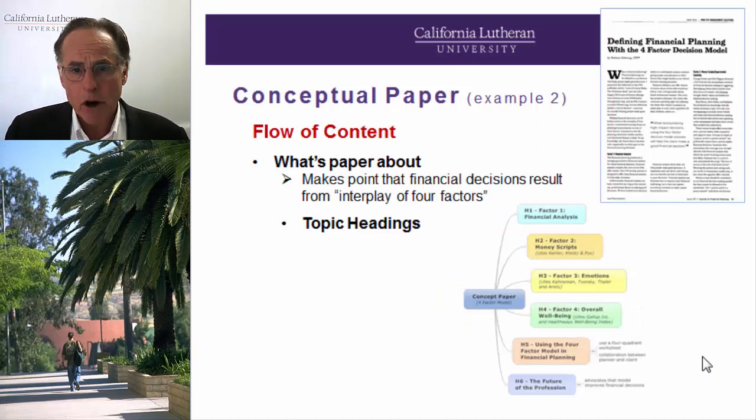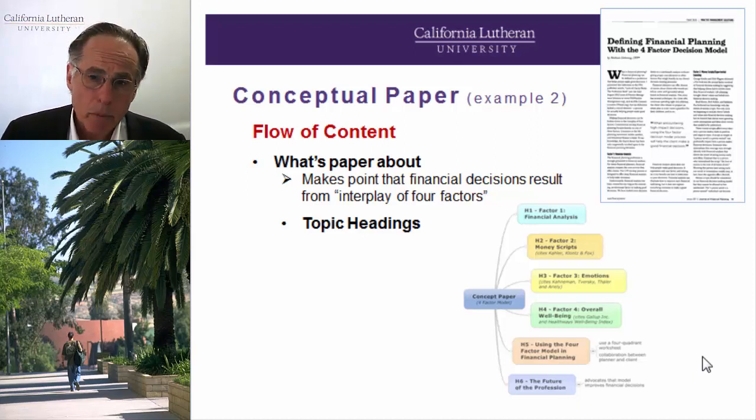The second example is the article Defining Financial Planning with a 4-Factor Decision Model by Nathan Gehrig. The author's premise is that the client's financial decisions reflect the interplay of 4 variables: financial analysis, money scripts, emotions, and overall well-being. You'll notice that there are 6 major topic headings in this conceptual paper. Factor 1, financial analysis. Factor 2, money scripts. Factor 3, emotions. Factor 4, overall well-being. Using the 4-factor model in financial planning and the future of the profession.